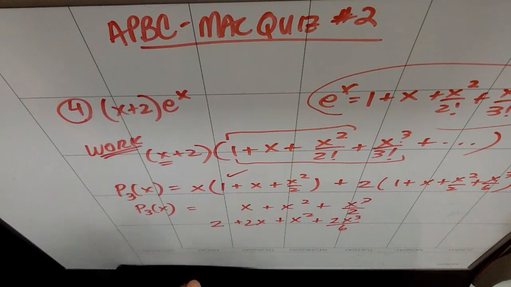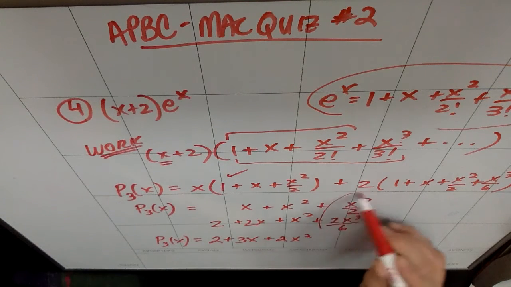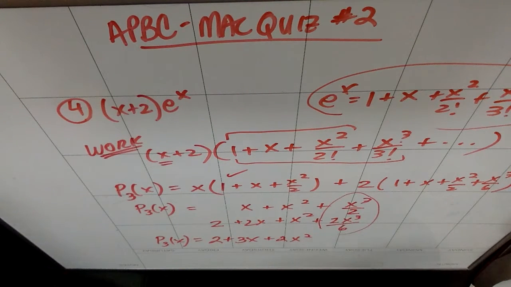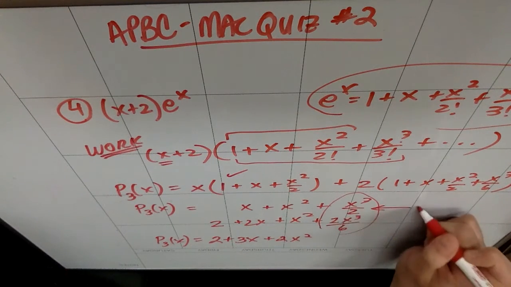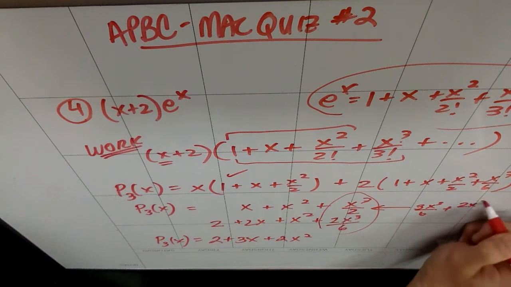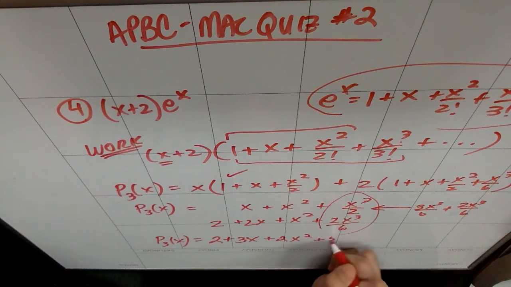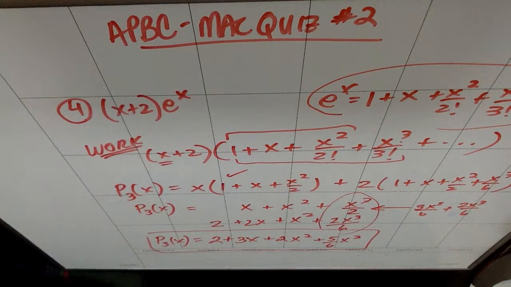So now I combine my like terms. I get a 2 as the constant, a 3x, a 2x squared, and then when I clean these up, the reason I left it as 2 over 6 is that even if I canceled it and made it over 3, the common denominator would be 6. So this is 3x cubed over 6 plus 2x cubed over 6, so I get 5/6 x cubed. And that is my p sub 3 of x. So that is MacLaurin quiz number 2.